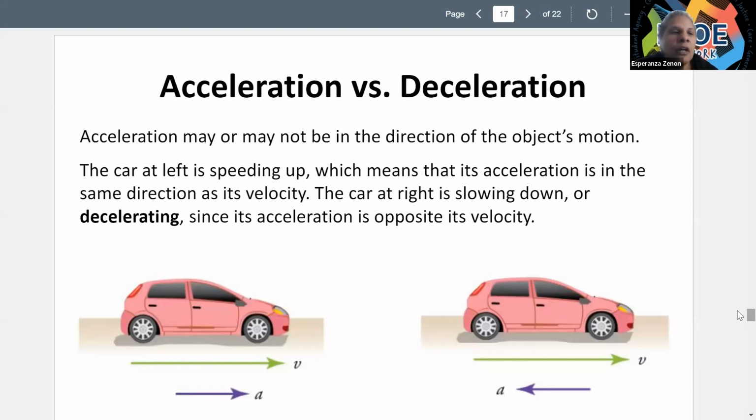Now, to keep it simple, when the acceleration is positive, the object is speeding up. When the acceleration is negative, the object is slowing down. When the object is speeding up, the velocity is getting bigger, it's going faster. When the acceleration is negative, the velocity is getting smaller, the object is slowing down, okay? So just keep that in mind. We want to keep it simple. Hit the gas, speed up, acceleration is positive. Hit the brakes, slow down, the acceleration is negative, okay?